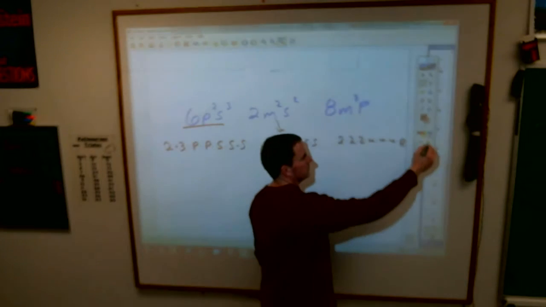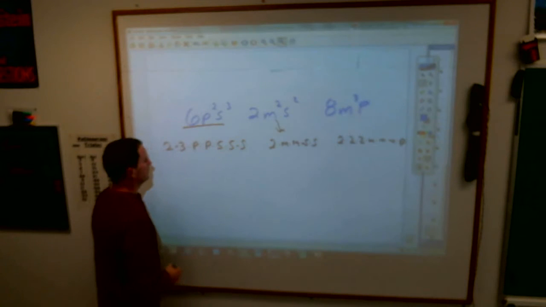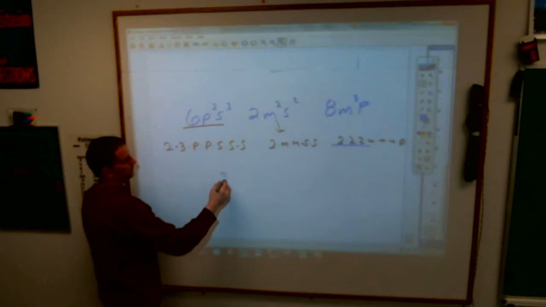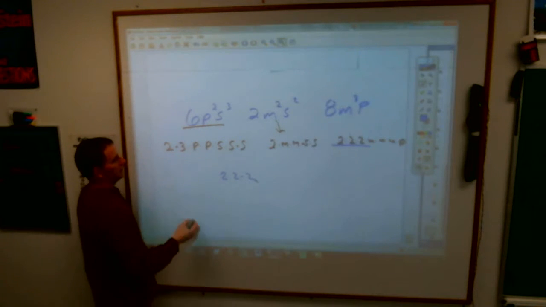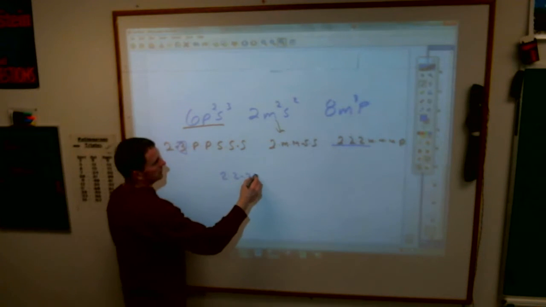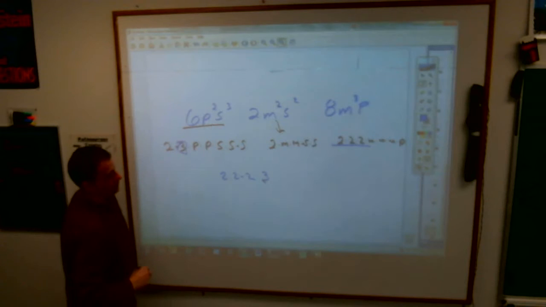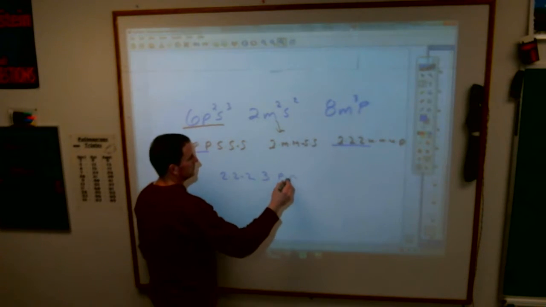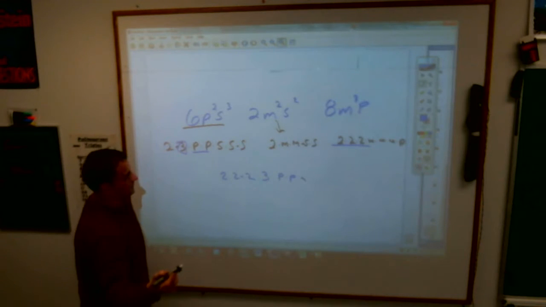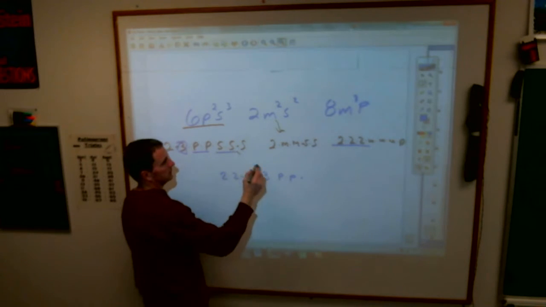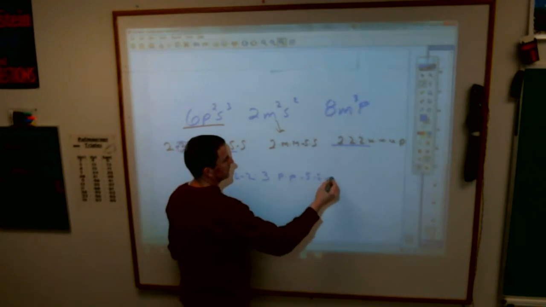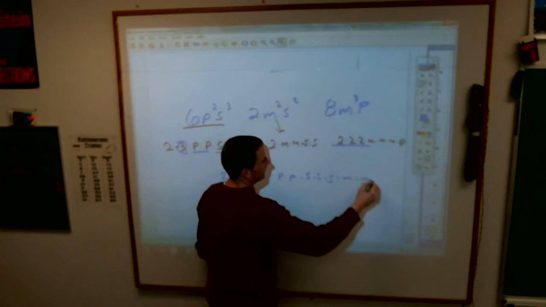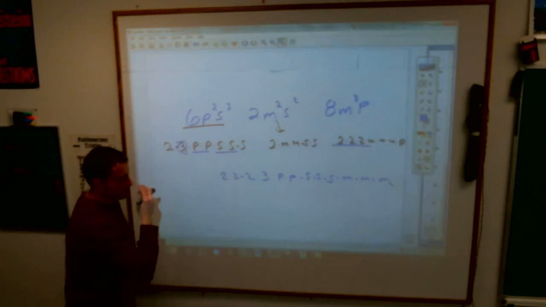Taking the group that has the most, which one has the most 2's? This one, so you take 3 of them: 2 times 2 times 2. This one has the most 3's, it's just 1. Which one has the most p's? This one has 2 p's. Oh, I have 2 p's too. Which one has the most s's? This one, 3 of them. Which one has the most m's? That one over there, 3 of them. And I believe that's all the factors we have.